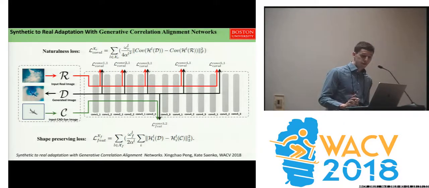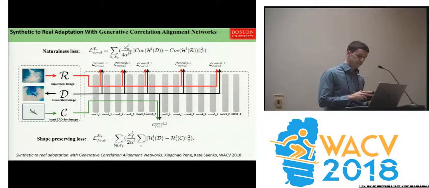The network they used is based off of WACV18. The main focus, though, is to use the hidden feature layers to achieve two goals. In particular, they have a naturalness loss, which is applied to align the correlation of the hidden features between the generated data and the real images. And then they have a shape preserving loss, which is used to keep the shape of the synthetic data when they apply it and create this new generated image.